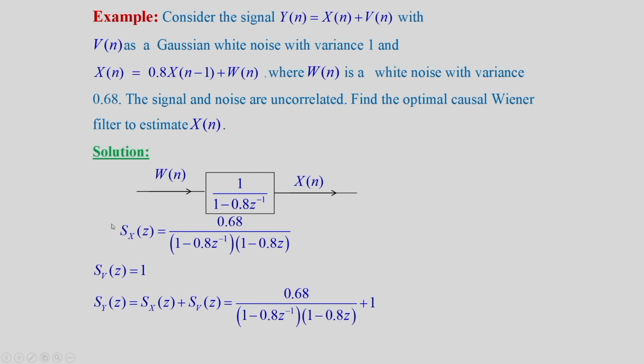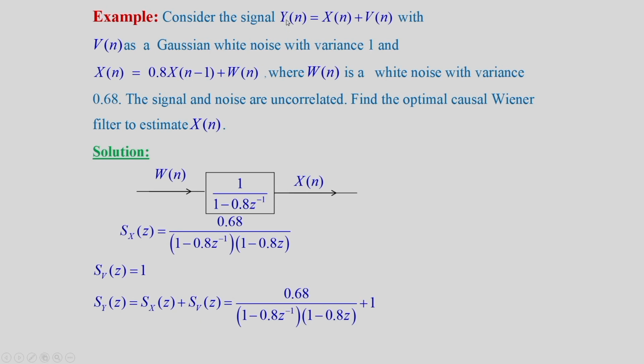So that way we can find out the power spectral density of xn. Sxz is given by this. And since Vn is a white noise of variance 1, its power spectral density is equal to 1. So we have to find out the power spectral density of Yn.